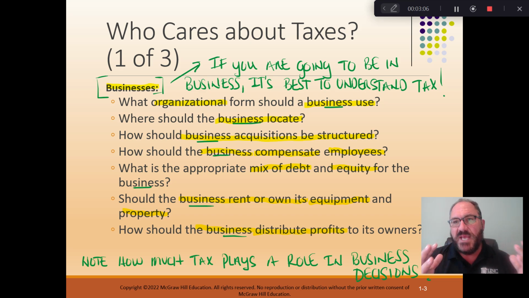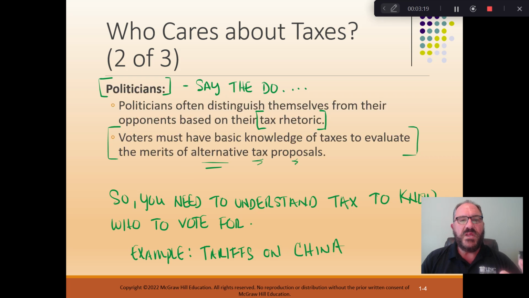So anyway, how much tax a company pays plays a big role in business. And so what they do is come to CPAs, accountants, accounting graduates, to help them decide what to do.